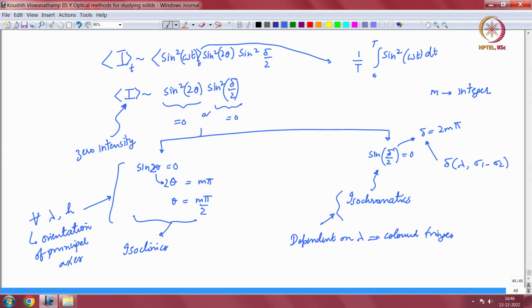Okay, so that basically tells us how you can interpret the regions of constant theta, regions of constant delta or delta equal to 2 m pi, and now you have contours of constant principal stress difference, contours of constant principal stress orientation, and from this the hope is that we should be able to reconstruct the stress field. Okay, that is basically what we do.